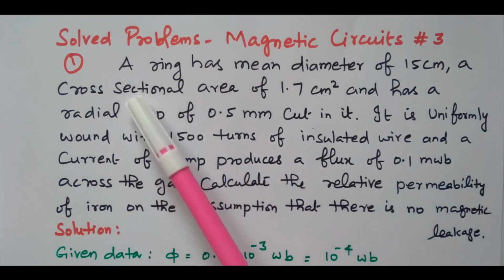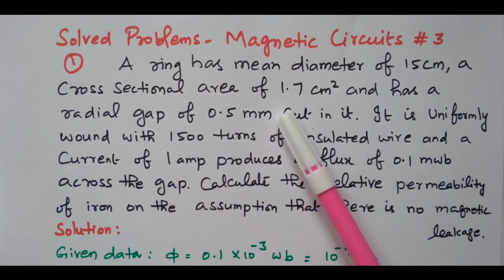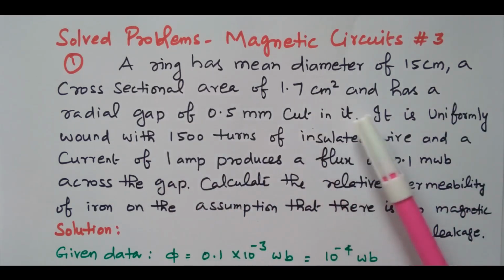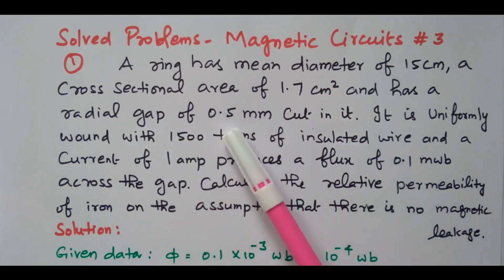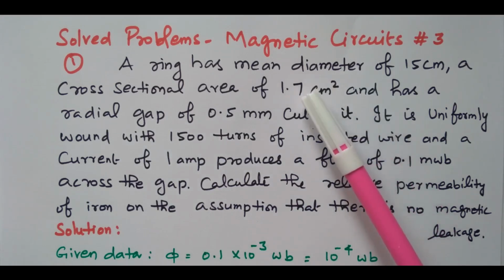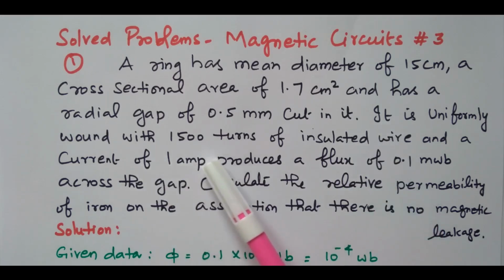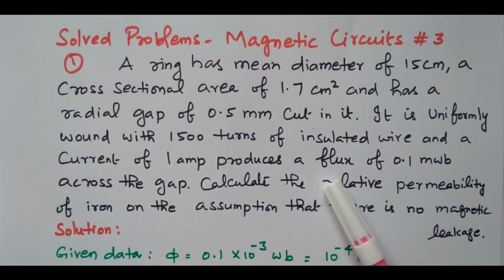We'll go to the first problem. A ring has a mean diameter of 15 centimeter and a cross-sectional area of 1.7 centimeter square, and has a radial air gap of 0.5 millimeter cut in it. So this diameter and area are related to the iron ring. It is uniformly wound with 1500 turns of insulated wire, and a current of 1 ampere produces 0.1 milliweber across the air gap. Calculate the relative permeability of the iron on the assumption that there is no magnetic leakage.